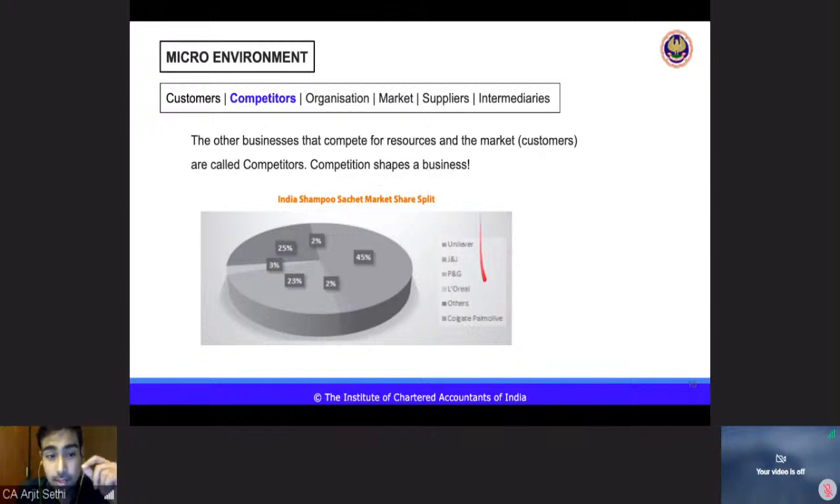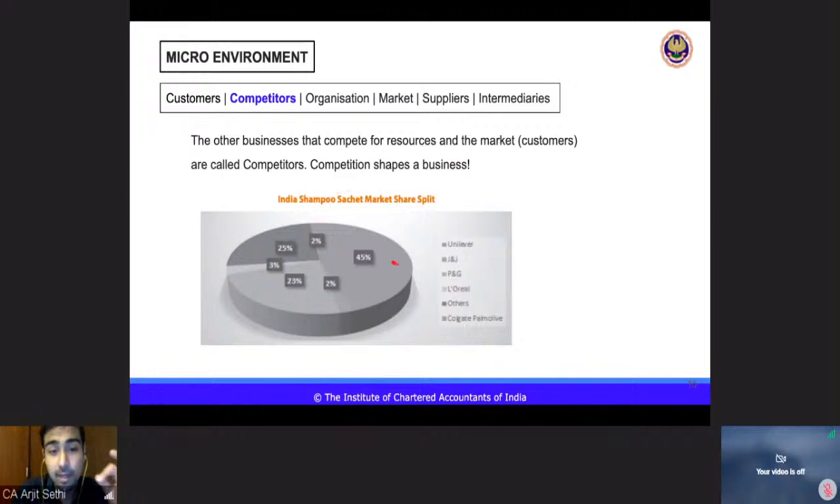So a good example through this diagram is given below. Let's talk about India's shampoo sachet market, right? The shampoo we use on our heads, the small sachets, right? Small pouches, 1 rupee, 2 rupee. Those are called sachets. So India's shampoo sachet market share split, like which company has more market, how much customer base, how many customers in percentage terms does that company have.